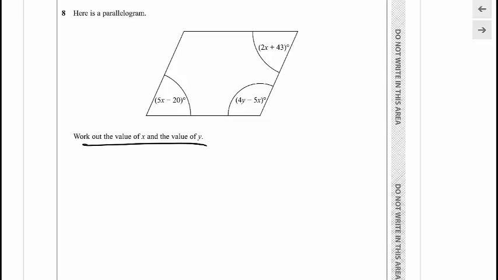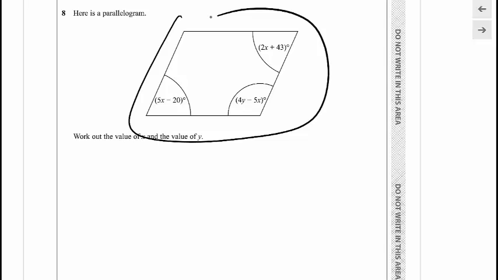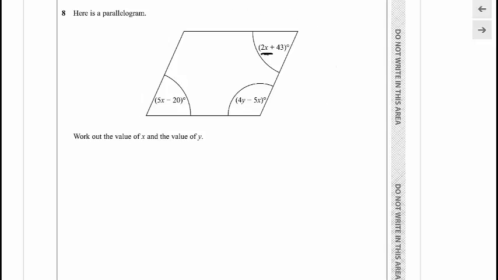Hello! So, we've been given a parallelogram where the angles are in terms of x's and in terms of y's. And we've just been asked to find out what the value of x and the value of y is. Well, what do we know about parallelograms?